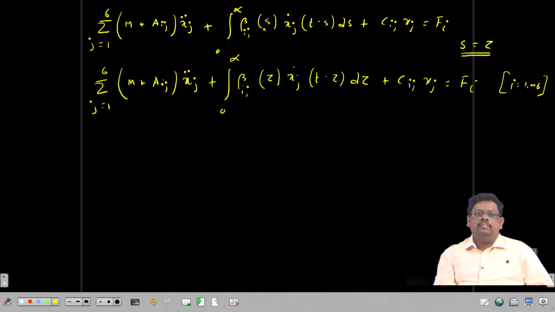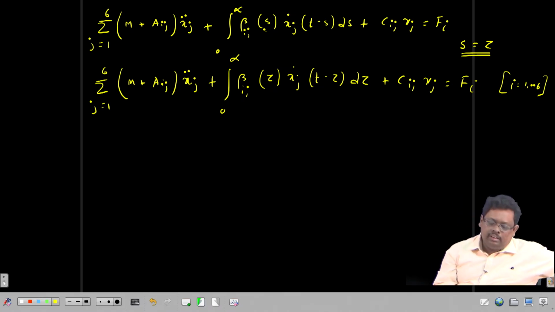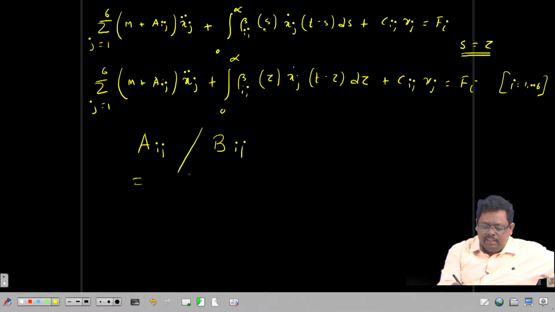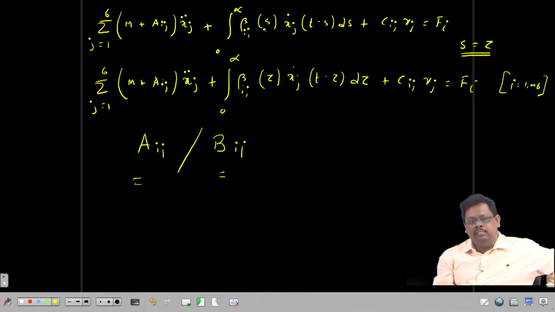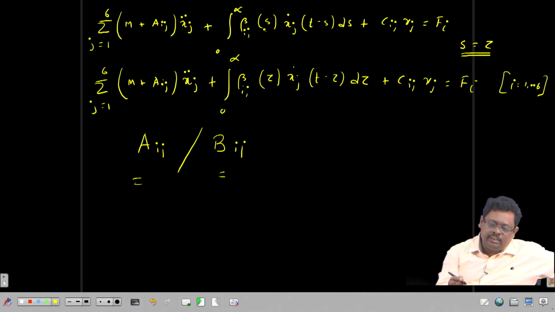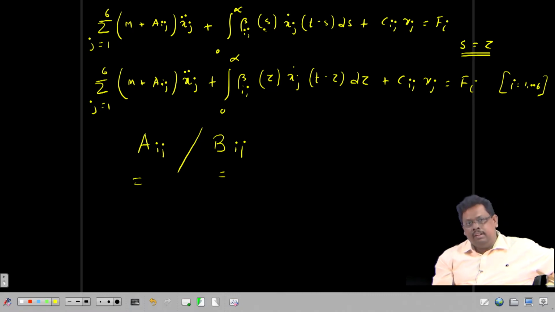Now, this is what we call the impulse response function, the equation of motion using the impulse response function. Now, if you look at the previous day's lecture, getting a_ij or getting b_ij is really tough, because if you see in our last class, the expression of a_ij and the expression of beta_ij are really very difficult.